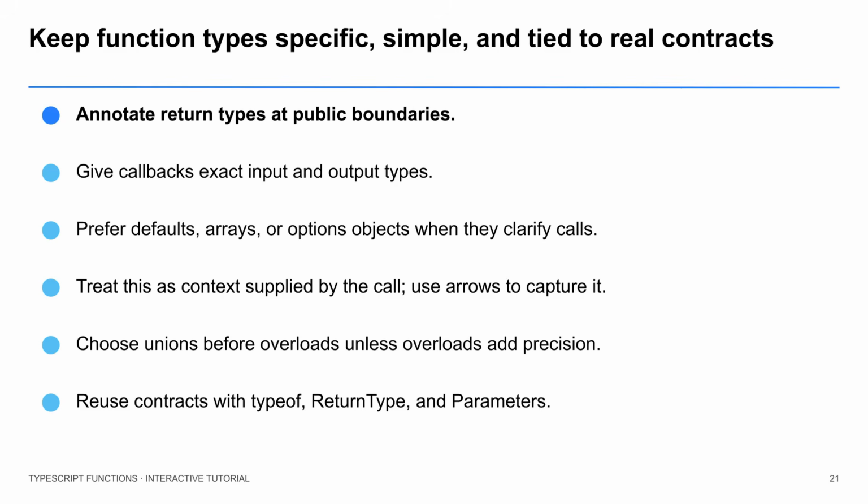Here is the practical checklist. Annotate return types at important boundaries. Give callbacks exact shapes. Use defaults, arrays, and options objects when they clarify calls. Remember that regular functions receive this from the call, while arrows capture it. Prefer unions before overloads, unless overloads add precision. And reuse existing contracts with utility types instead of copying them by hand.